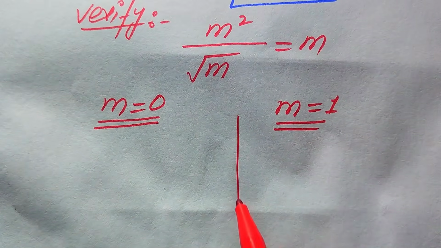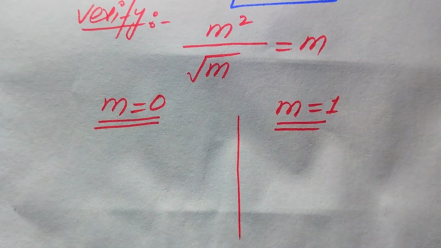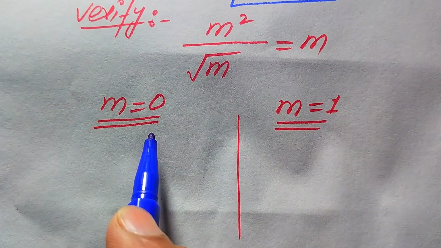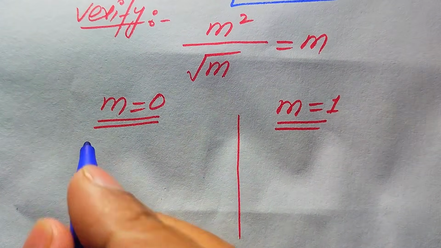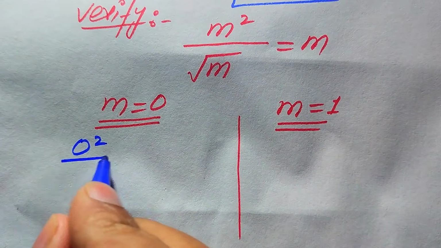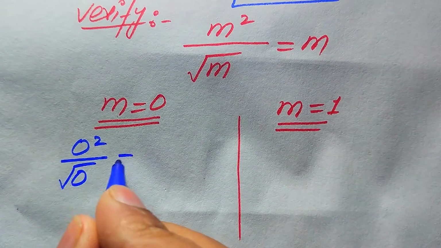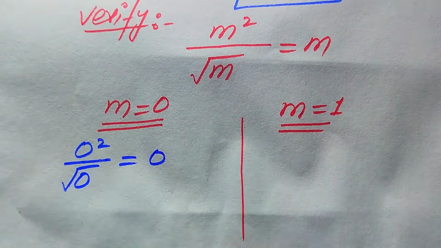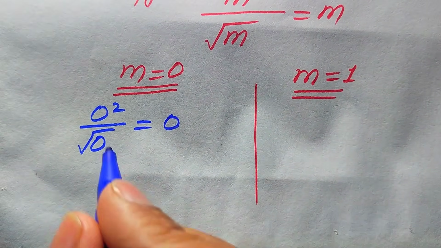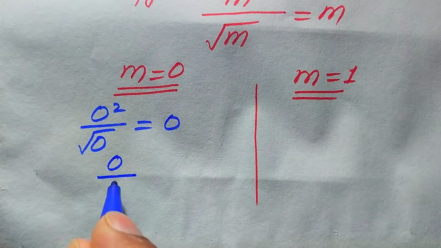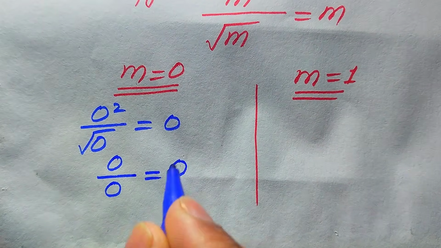First we need to focus on m equals 0. We put m equals 0 on both sides of the above equation, and it will be written as 0 square divided by square root of 0 equals 0, and 0 square becomes 0 and square root of 0 becomes 0, equals 0.